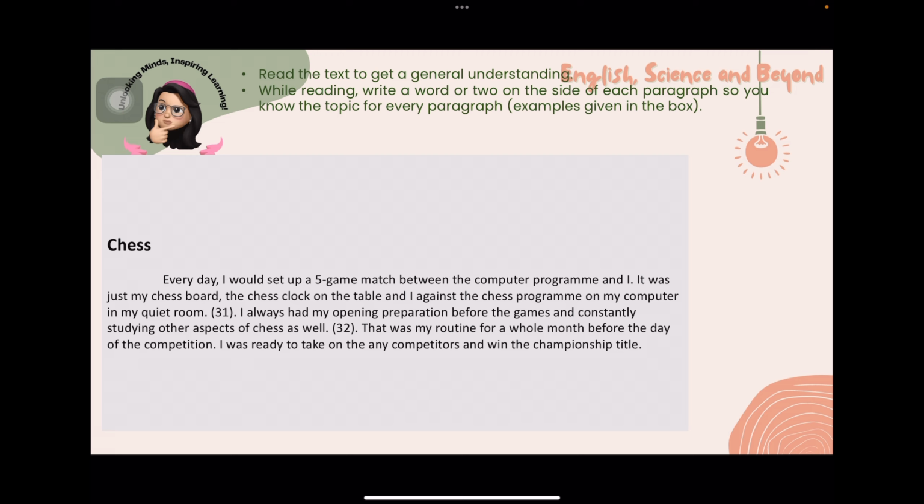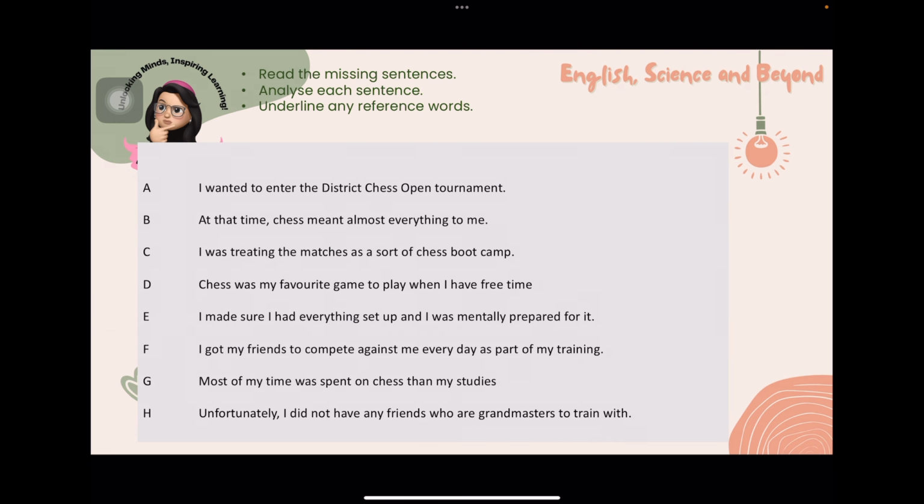Okay, this is our last paragraph. Every day, I would set up a 5-game match between the computer program and I. It was just my chessboard, the chess clock on the table, and I against the chess program on my computer in my quiet room. Blank. I always had my opening preparation before the games and constantly studied other aspects of chess as well. Blank. That was my routine for a whole month before the day of the competition. I was ready to take on any competitors and win the championship title. This paragraph is all about daily routine in preparation for a competition.